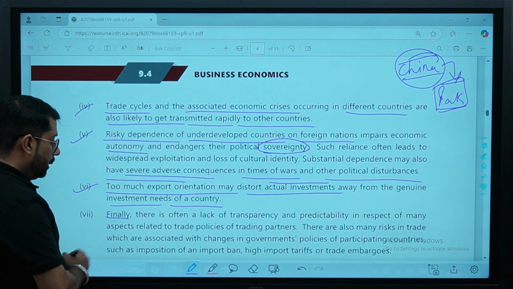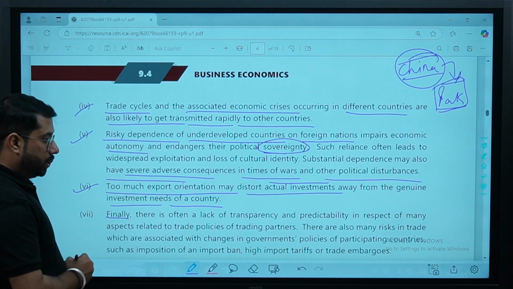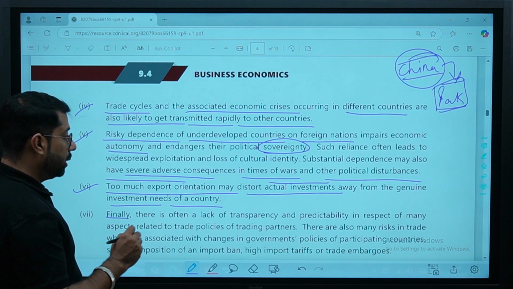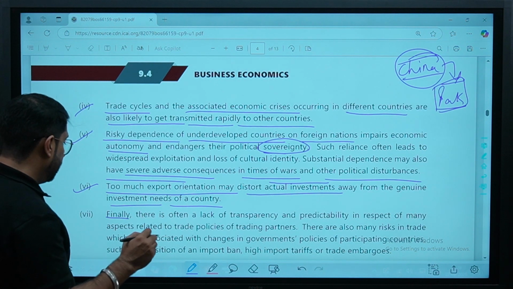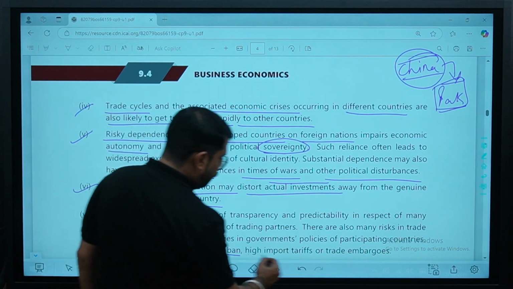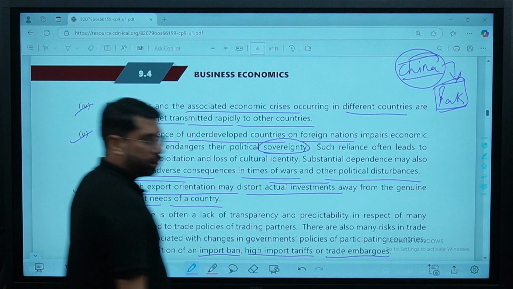Last point says, finally, there is often a lack of transparency and predictability in respect of many aspects related to trade policies of trading partners. There are also many risks in trade which are associated with the changes in the government's policy of participating countries, such as imposition of an import ban, high import tariffs, or trade embargoes.